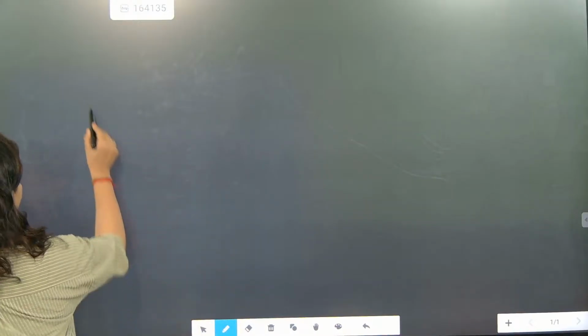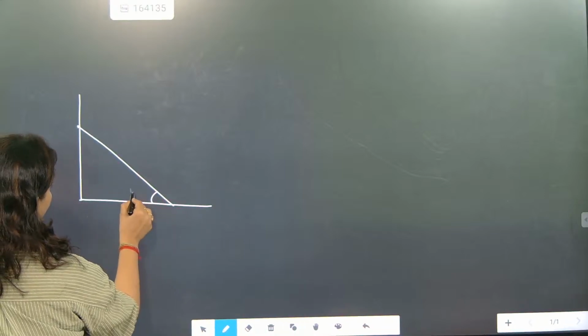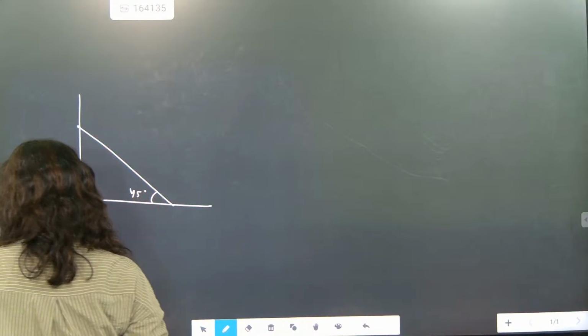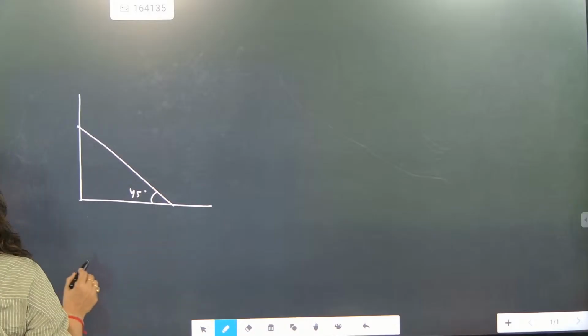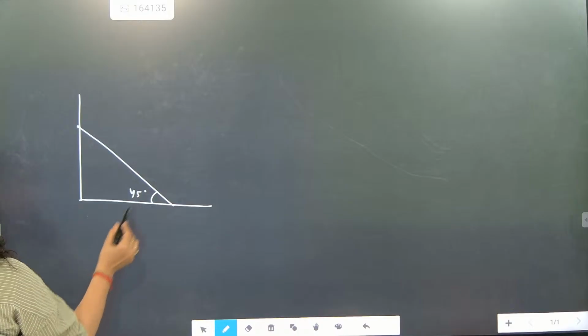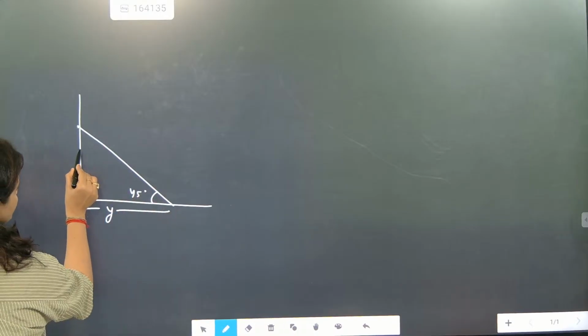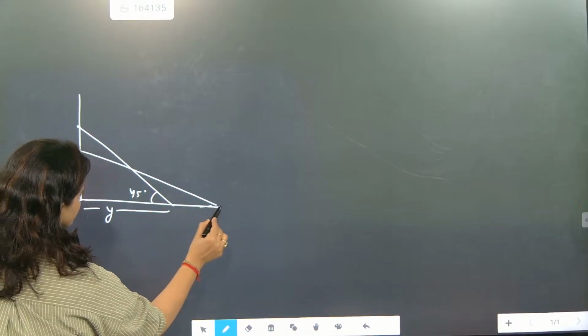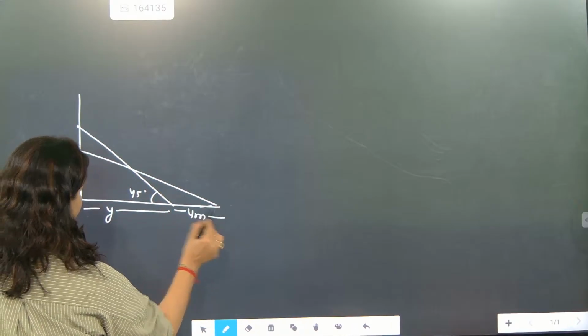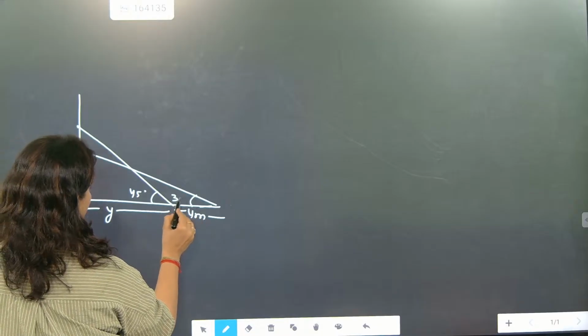A ladder is set against a wall at an angle of 45 degrees to the ground. So this is 45 degrees. After that, the foot of the ladder is pulled away from the wall through a distance of 4 meters. So usually this was the distance y. Now it is pulled away more, with a distance of 4 meters. Understood. Now the elevation angle has changed to 30 degrees.